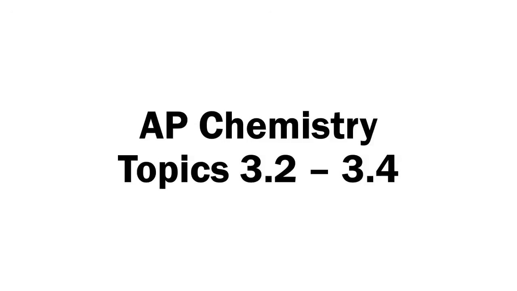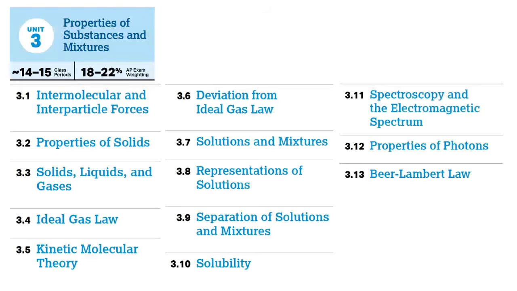These are the answers to the AP Chemistry packet that covers topics 3.2 to 3.4. On this slide, you can see Unit 3 at a glance. Unit 3 is entitled Properties of Substances and Mixtures. In this video, we will take a look at Topic 3.2, Properties of Solids, Topic 3.3, Solids, Liquids, and Gases, and Topic 3.4, Ideal Gas Law.